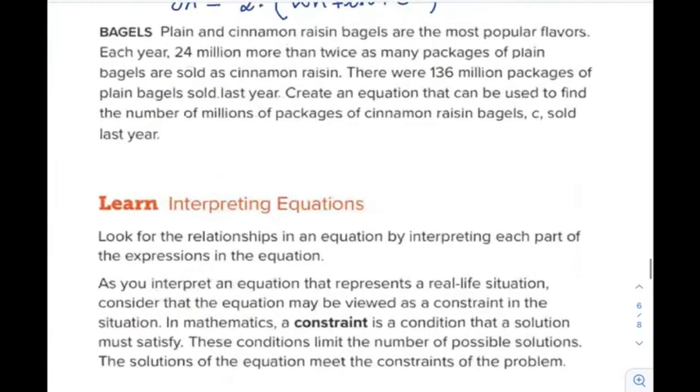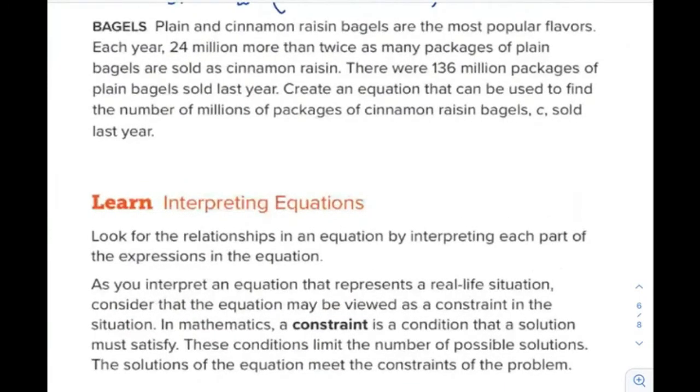Then here is an exercise also. Plain and cinnamon raisin bagels are the most popular flavors. Each year, 24 million more than twice as many packages of plain bagels are sold as cinnamon raisin. We can call the packages of plain bagels P directly. I will translate directly. So twice as many P, so it's 2P. Usually this is the number of cinnamon sold.